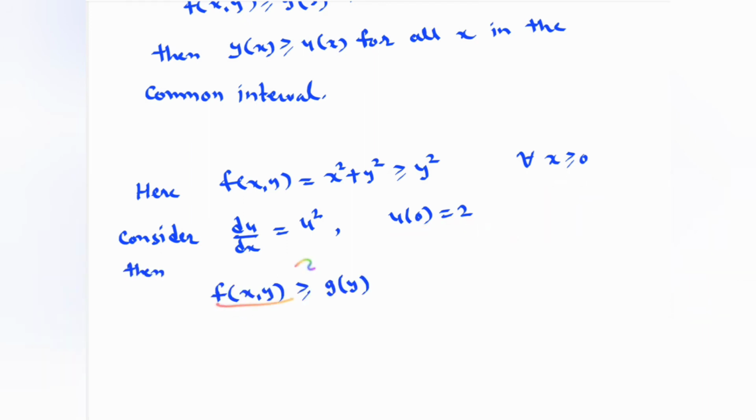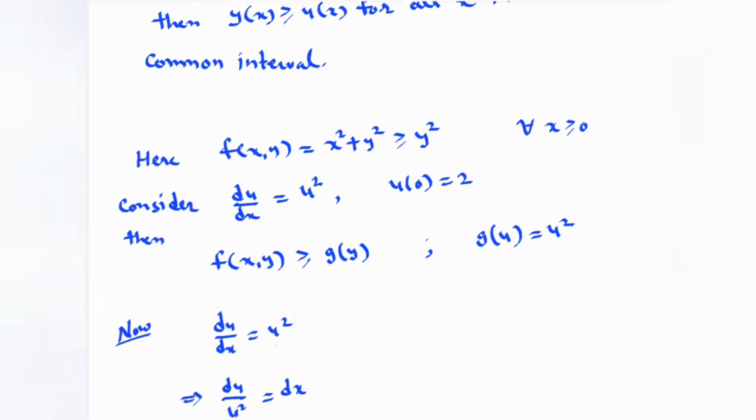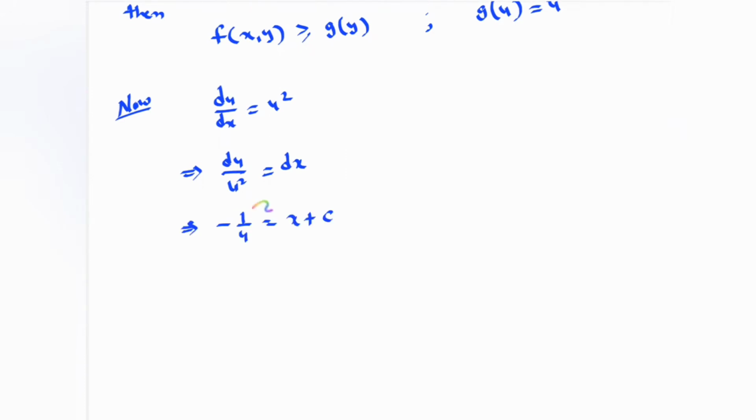Then f(x,y), which is x square plus y square, will be greater than g(y), because we have considered g(u) as u square, so g(y) will be y square. Now we will solve the initial value problem du by dx equal to u square. So we will separate the variables and integrate. It will give minus 1 upon u equal to x plus c. Since the initial condition is u(0) equal to 2, the value of the constant will be minus 1 by 2.